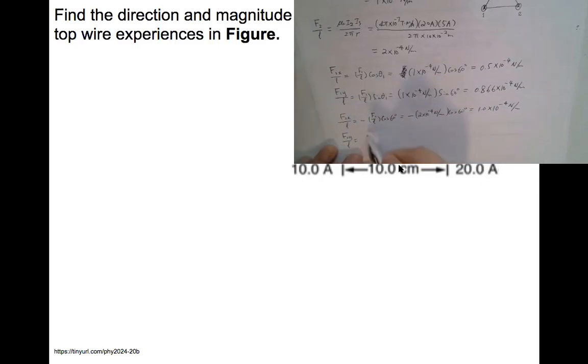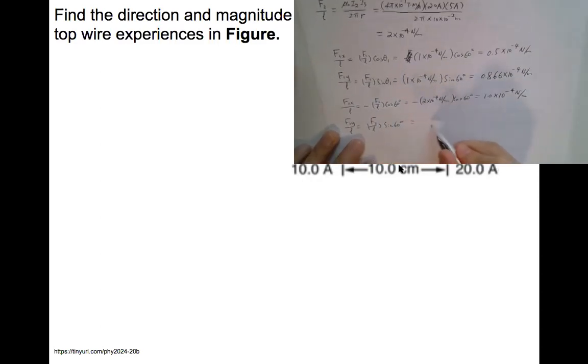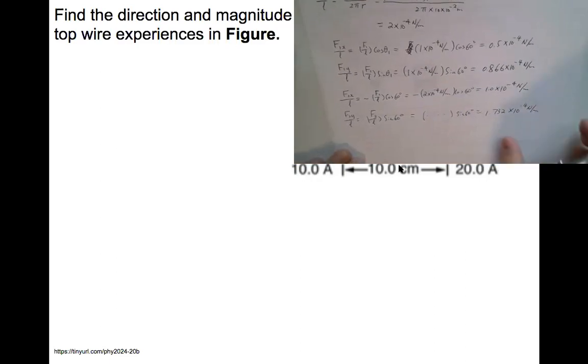F2y over L, I'm going to speed up because we are running out of time. Looking at the geometry, it would be sine. You are going to take in this number again, but positive, times sine of 60, then this will give you 1.732 times 10 to the minus 4 newtons per meter.